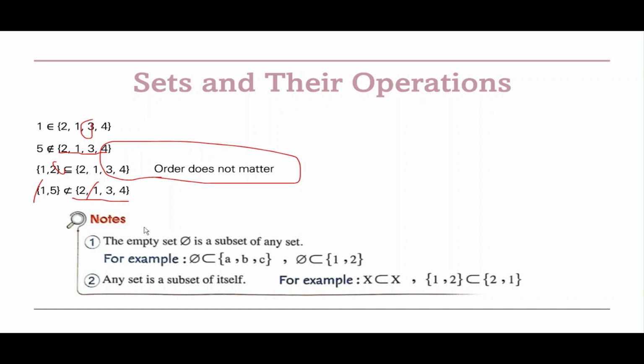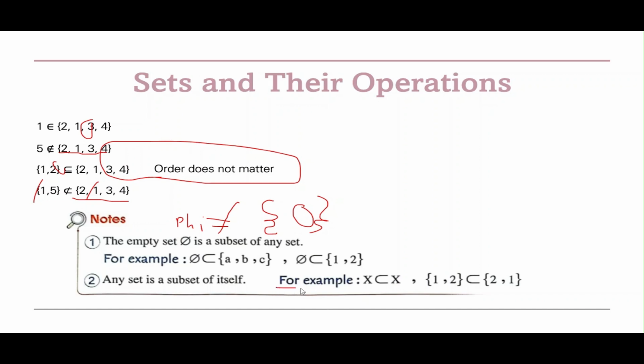Note the empty set. This is called phi. Don't forget it. Phi equals the set with nothing, and don't tell me 0, it will not be equal. Anyways, the empty set phi is a subset of any set. For example, phi is a subset of {A, B, C}, phi subset of {1, 2}, phi subset of integers, phi subset of rational, phi subset of anything.